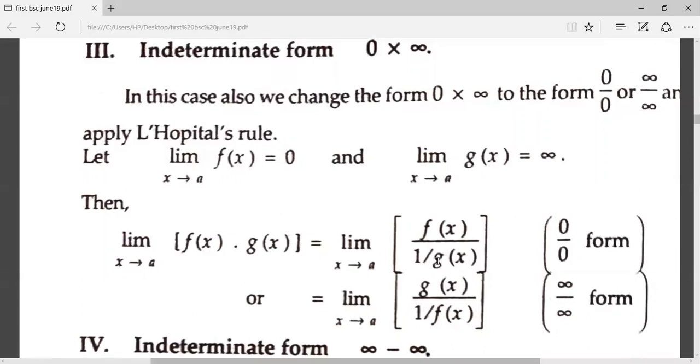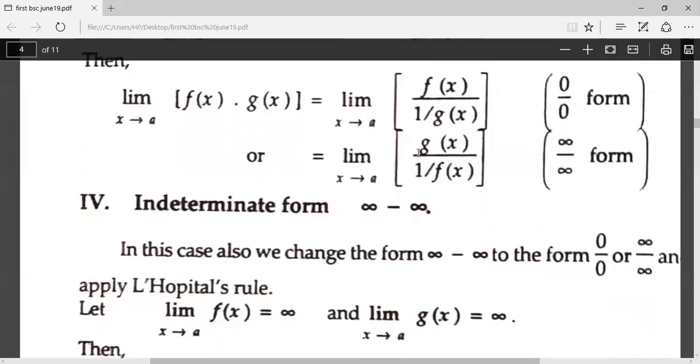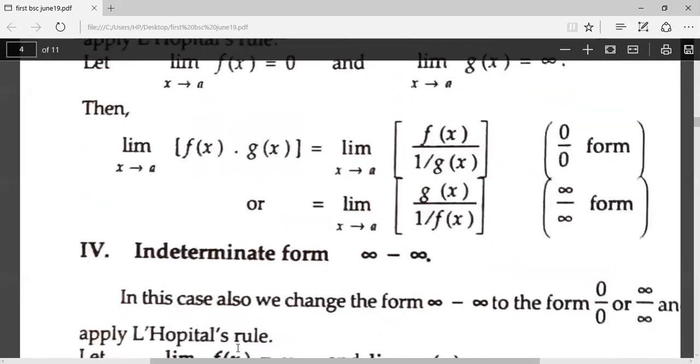It is left to you; you can convert into whichever you want. Either you convert into 0 by 0 form or infinity by infinity form and then apply L'Hospital rule. How do you apply L'Hospital rule? Differentiate the numerator. You have to differentiate the denominator also and substitute the limit. Check whether it is indeterminate form again, and then proceed by differentiating both numerator and denominator. That is L'Hospital rule, till you get the final answer.